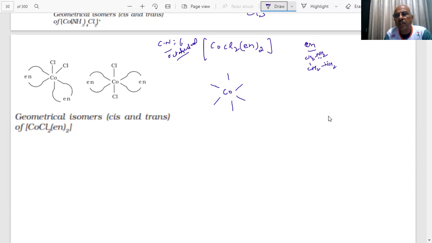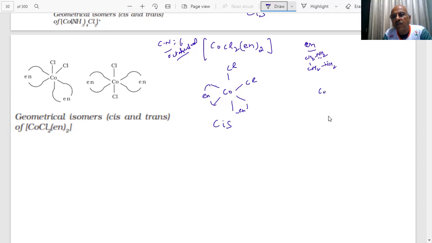See, this is my octahedral. Now you have 2 en. If I put 2 Cl here, on the same side, what is left? En. This is a bidentate ligand. I am showing it like this, because there are 2 nitrogens, as you can see, bidentate ligand. So 2 atoms are going to bond with the cobalt in each ethylene diamine. That is right or wrong? Tell me. So this is the Cl on the same side. This is my cis isomer.